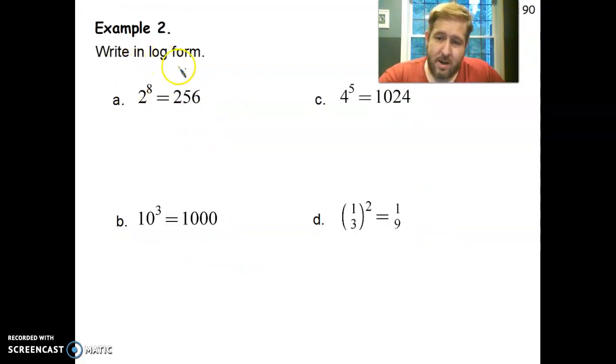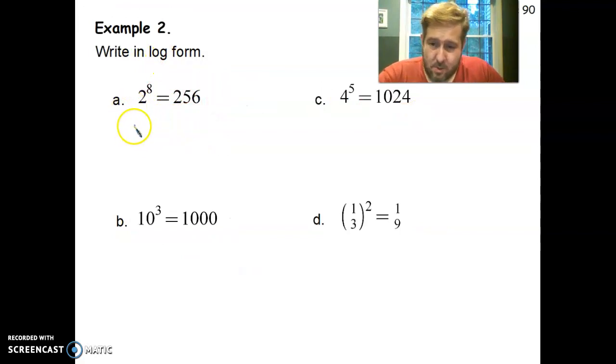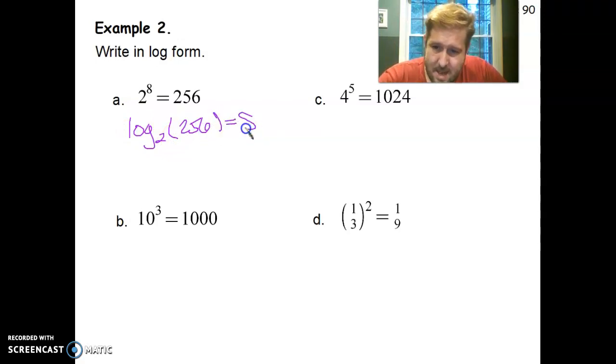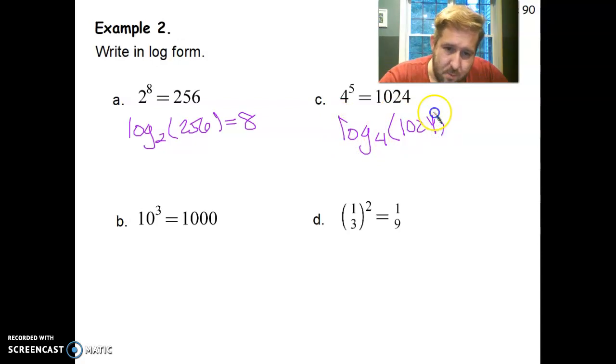All right, so now it says write in log form. So now I'm doing it backwards. So this is log base 2 of 256 is 8. 2 to the 8th power is 256. That 256 is called the argument. It's the number that's inside of the parentheses for a log. So this would be log base 4 of 1024 equals 5. 4 to the 5th power is this.